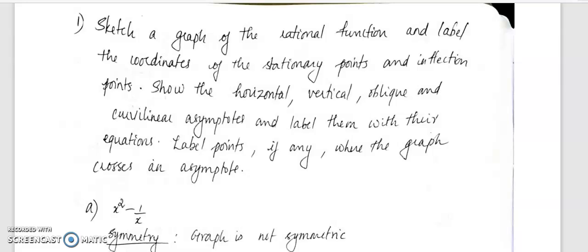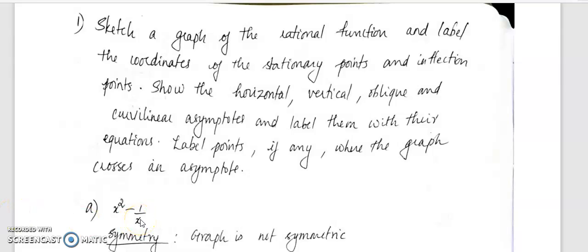Good morning all. In today's class we will look at a problem which has a curvilinear asymptote. The problem is to sketch the graph of a rational function and label the coordinates of the stationary and inflection points. Show the horizontal, vertical, oblique and curvilinear asymptotes, whichever are there, and label their equations. Label points, if any, where the graph crosses an asymptote.